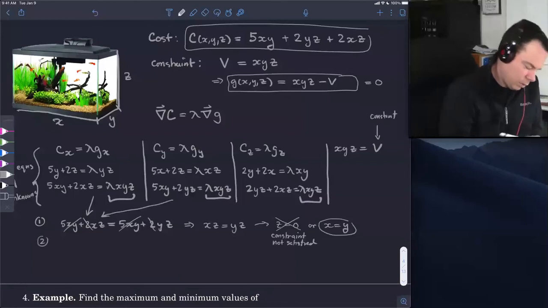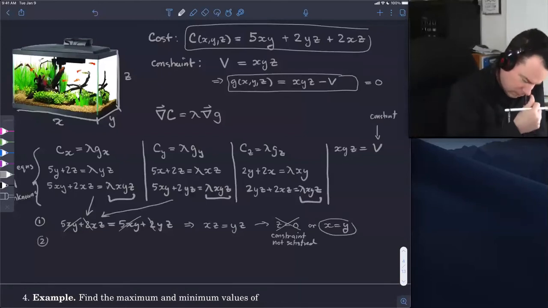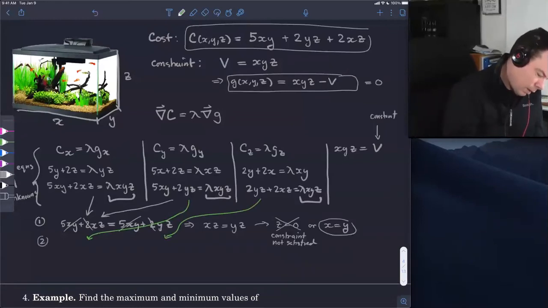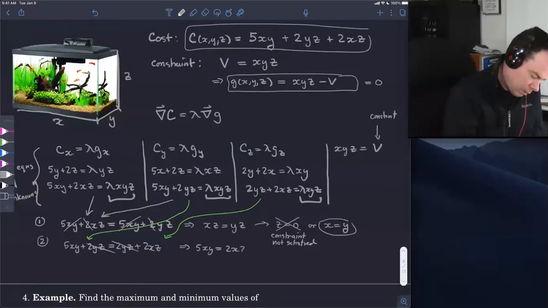And I'll do the same thing for the next one. What I'll do is I'll take, let's say, the next two. So the y equation, the second equation and the third one. So let me draw a couple of different colored arrows here. So this one and this one are going to come down. And I get, those have to be equal to each other. So 5xy plus 2yz is equal to 2yz plus 2xz. And I get the 2yz's cancel. So I get that 5xy is equal to 2xz.